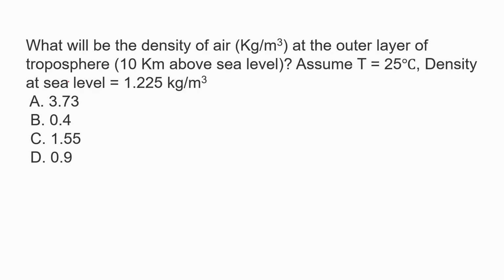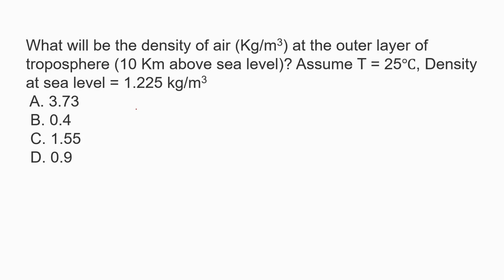Okay, so here is the next question. What will be the density of air in kg per meter cube at the outer layer of the troposphere, that is 10 kilometers above sea level? And we have to assume temperature T equals 25 degrees Celsius, with density at sea level as 1.225 kg per meter cube. The options are A 3.73, B 0.4, C 1.55, and D 0.9.